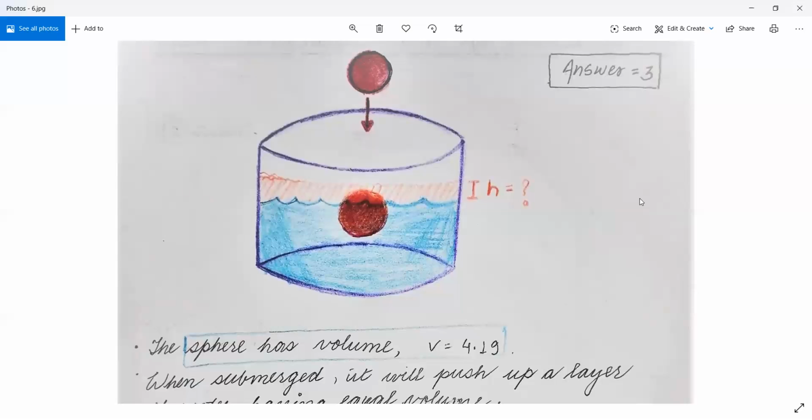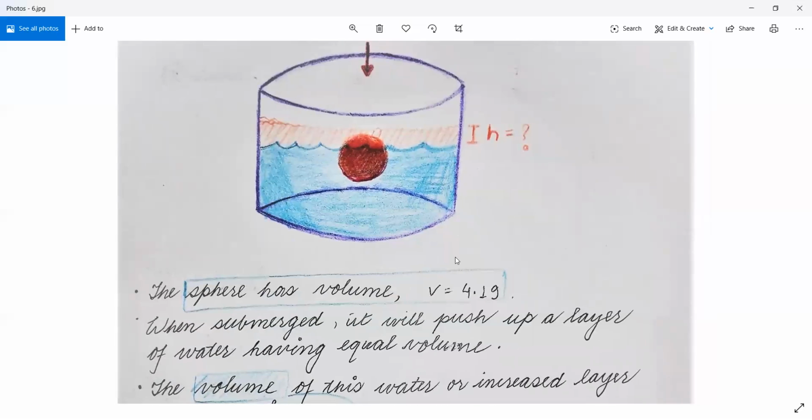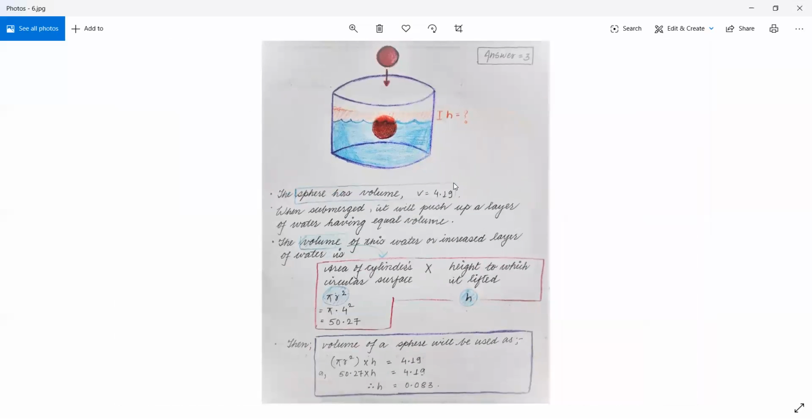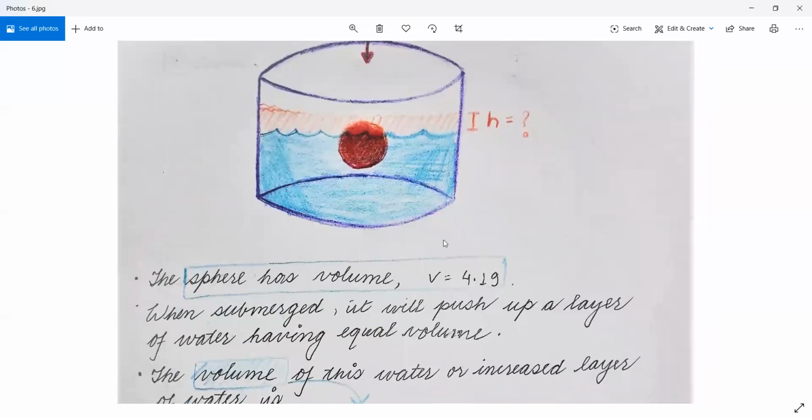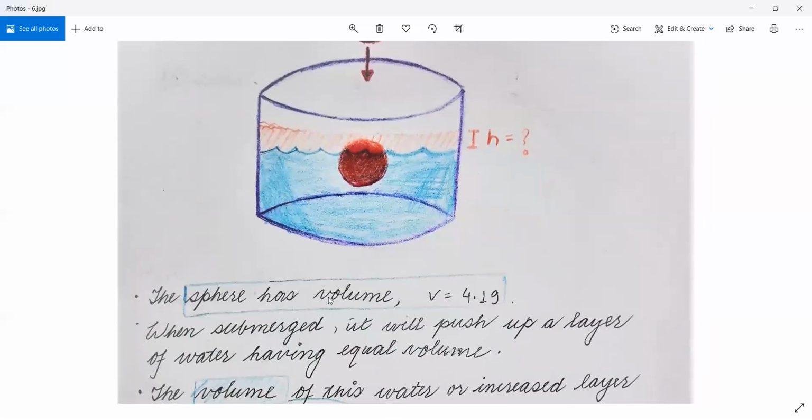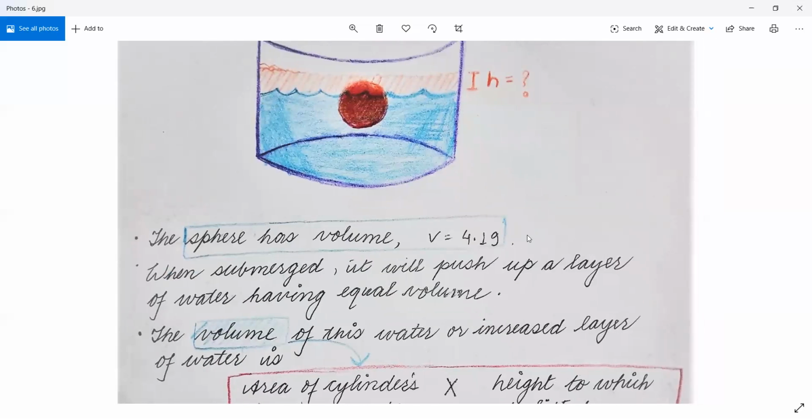So here is another pictorial representation. The spherical ball, when it gets submerged in the cylindrical tank, then our estimation is that there is a little bit of rise in the water level of this cylindrical tank, and I supposed it as h, right? This orange part, I sketched for the value of h, or the rise in height of the water level in this cylindrical tank. So the sphere has a volume V equal to 4.19. The question has mentioned it, right? We know that the volume of the sphere is 4.19. So when submerged, it will push up a layer of water having equal volume, right?